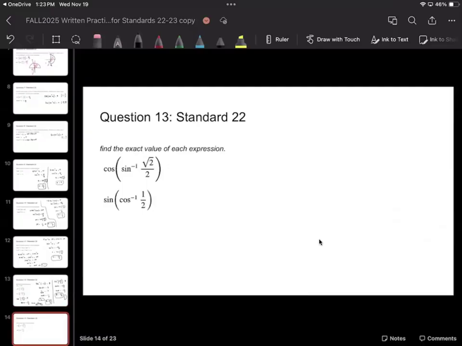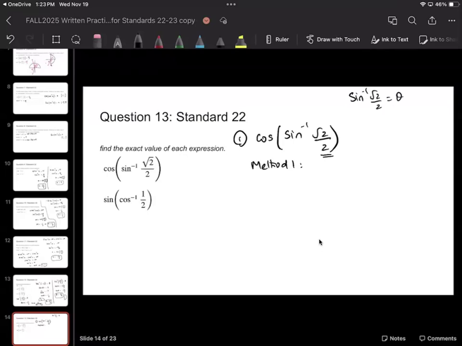Now I'm supposed to find cosine of sine inverse of root 2 over 2. I'll show you two methods, all right? Method 1. In method 1, this is a unit circle value, correct? If it is a unit circle value, you know that sine inverse of root 2 over 2, if it is some angle theta, then theta has to be pi over 4. So you can automatically make this pi over 4 and write your answer. That's method 1.